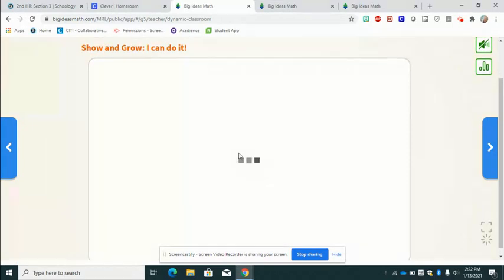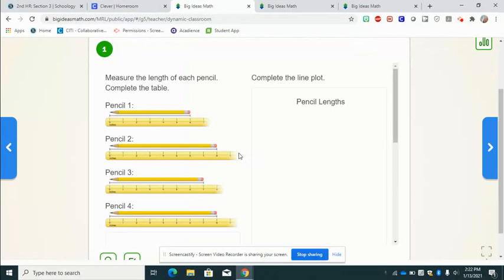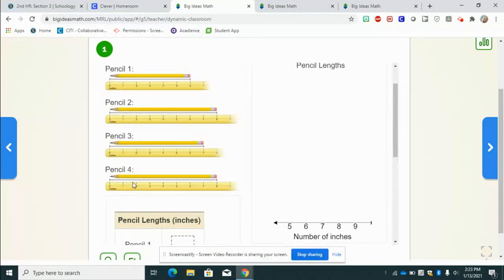Okay, now we're going to start with number 1 on page 650, and we're going to measure pencils. So we're going to complete the table using the measurements of pencils. All right, so this pencil was measured in inches, and this pencil is 6 inches long. Pencil 2 is 8 inches long. Pencil 3 is 7 inches long, and pencil 4 is 8 inches long.